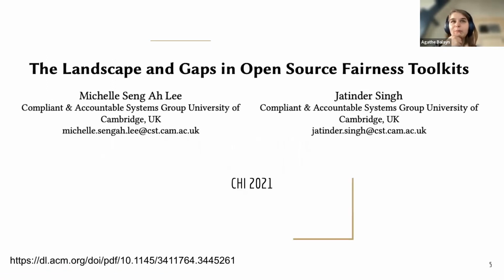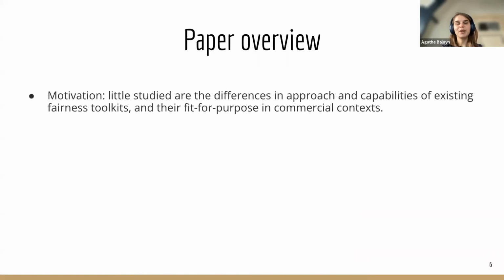The first of these papers is this one, entitled "The Landscape and Gaps in Open Source Fairness Toolkits." It's also, I think, the longer one to explain, so it's good that it's first. So basically their idea was that, as I was saying, there are now quite a lot of toolkits that are developed, but it hasn't really been studied whether they are really satisfying the needs of practitioners in industry who would be developing models with fairness in mind.